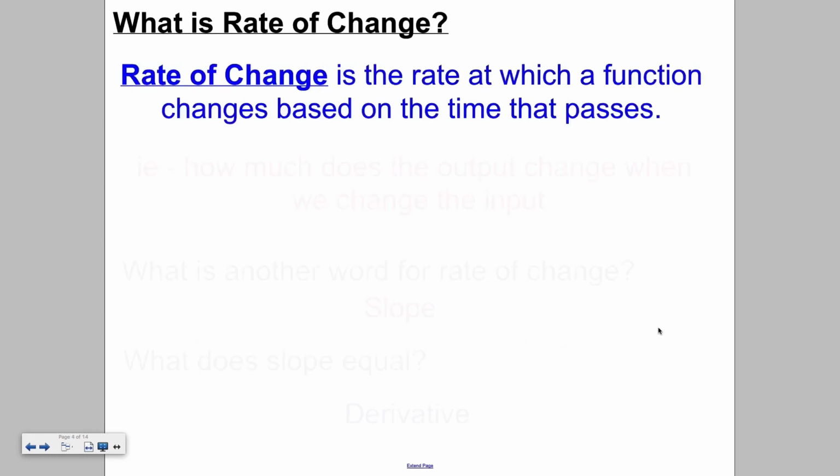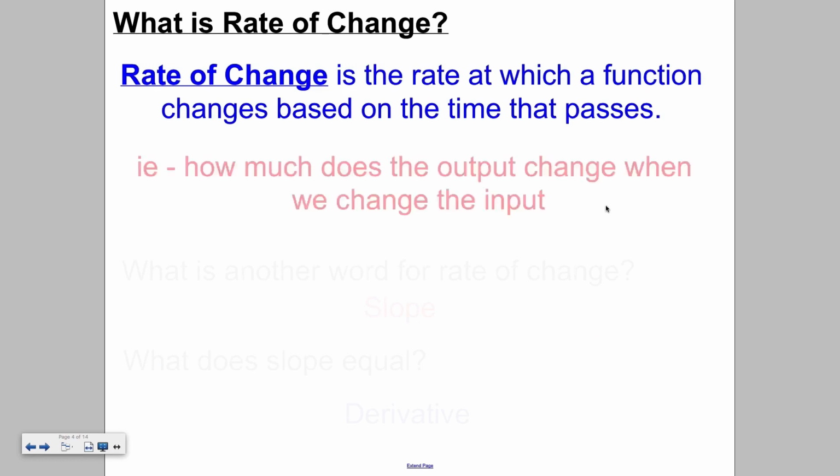Alright, so then we need to review what rate of change is. Well, rate of change is the rate at which a function changes based on the time that passes, because again, we're defining things with respect to time. So, in other words, how much does the output change when we change the input?